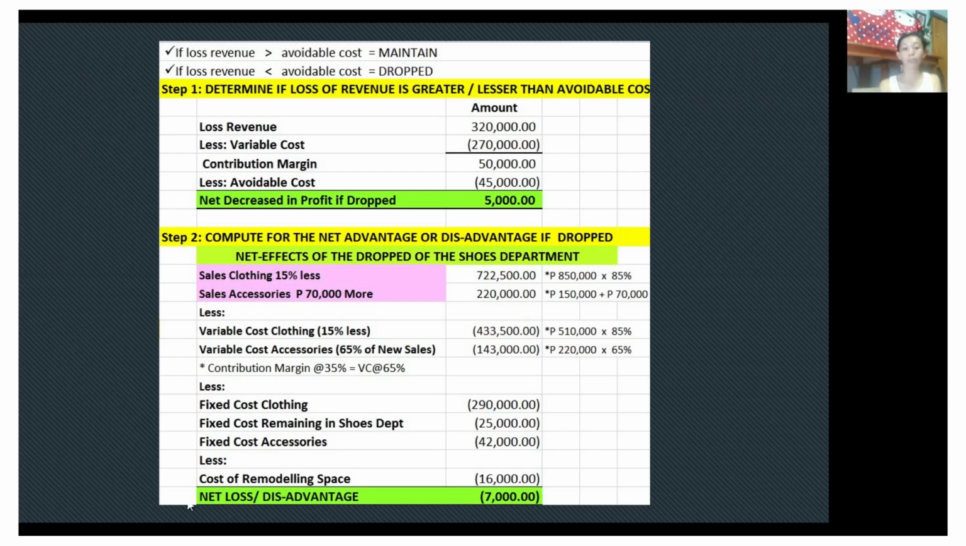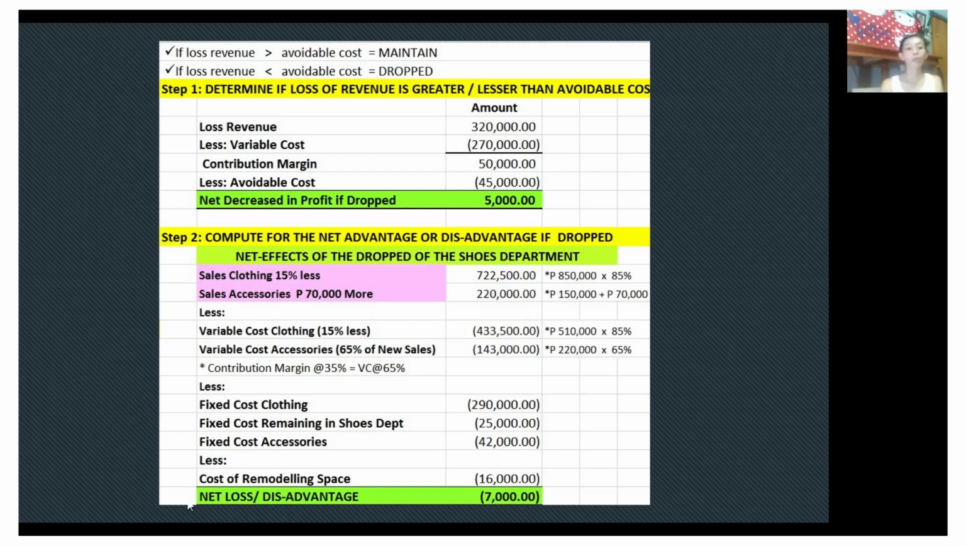So we have the old variable cost ni clothing, 510,000 pesos times 85%, we arrive at 433,500. So i-deduct na siya sa sales because it's a cost. Variable cost for accessory, 65% of new sales asa mataan na.